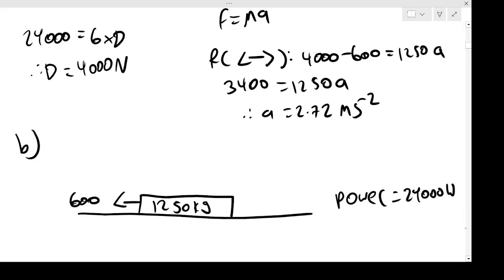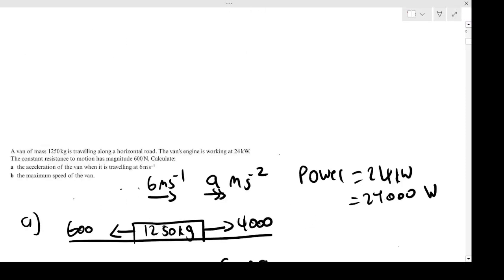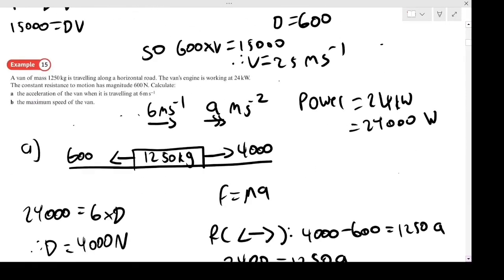Again, there will be a driving force acting forwards because power exists. However, in this case the driving force is going to be different. So I'm going to say D dash, to signify it's a different D, a different force to part A. The driving force may change because the speed is going to change. If the speed changes, it's likely the driving force will also change with it. In part B, it wants me to find the maximum speed.